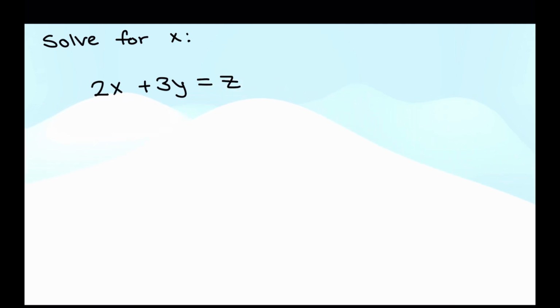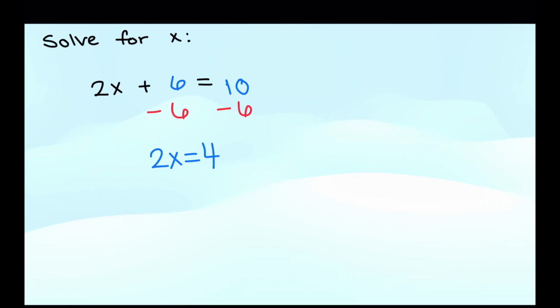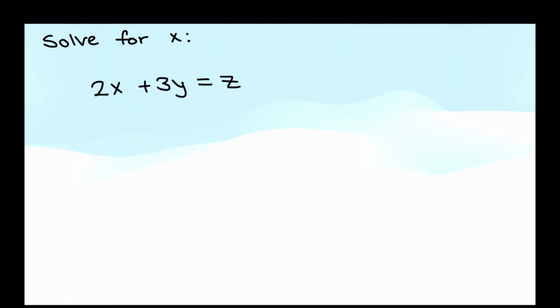For example, if this 3y were a number and the z were a number, we would know how to solve that equation. If this were 2x plus 6 equals 10, we would get the x by itself by minusing the 6 first. So now we've got 2x equals 4, and then we would divide both sides by 2. That gives me x equals 2. Let's go back to the formula given and try to follow that exact same process.